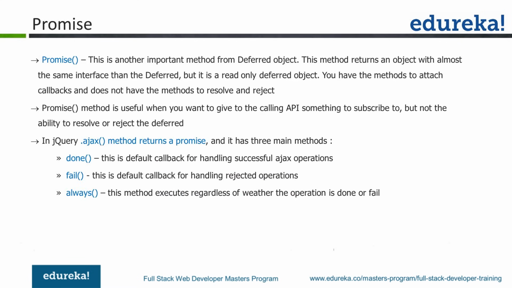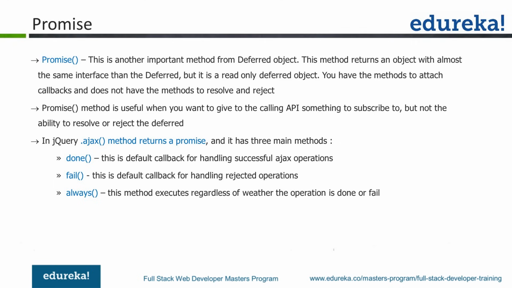Now, in jQuery, you also have something called a promise, and it is based on the deferred object. It is derived from the deferred object, but it is not the deferred object. It is a subset of it. One way to look at it is that it is a read-only deferred object. You have the methods to attach callbacks, but not the methods to resolve or reject it.